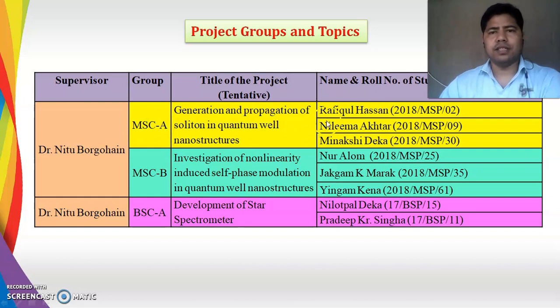Group A consists of Rafiqul, Nilima, and Meenakshi, whose project title is Generation and Propagation of Soliton in Quantum Well Nanostructures. And Group B, consisting of Noor Alam, Jakam, Marak, and Ingam Kena, has the title Investigation of Nonlinearity Induced Self-Phase Modulation in Quantum Well Nanostructures. So we are going to discuss these two MSc projects today.